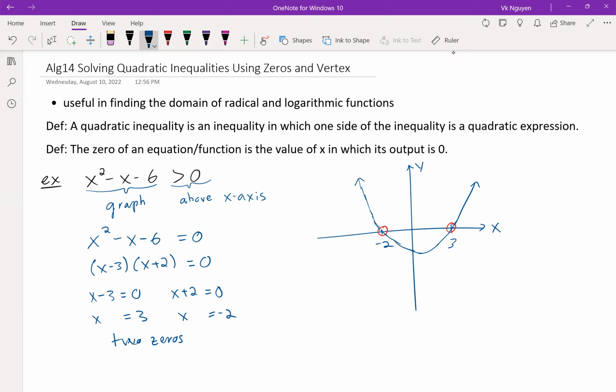The solution is x, and x is the numbers that are, of course, on the x-axis. Notice that the zeros cut the x-axis into 3 different intervals: negative infinity to negative 2, negative 2 to 3, 3 to infinity. The intervals that correspond to the graph above the x-axis are negative infinity to negative 2 and 3 to infinity. And thus, this is the solution.